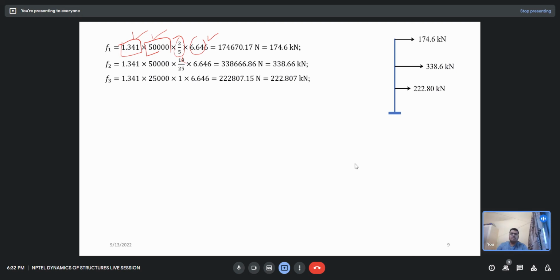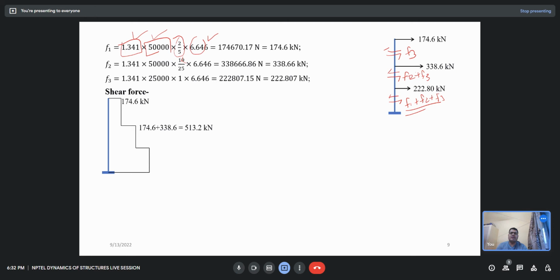Okay, so what will be my shear in this third story? The shear would be whatever the force is there, F3. The shear in this story would be F1, F2 plus F3, like summing all these forces. So the shear force in the first story is 175 kilonewton.